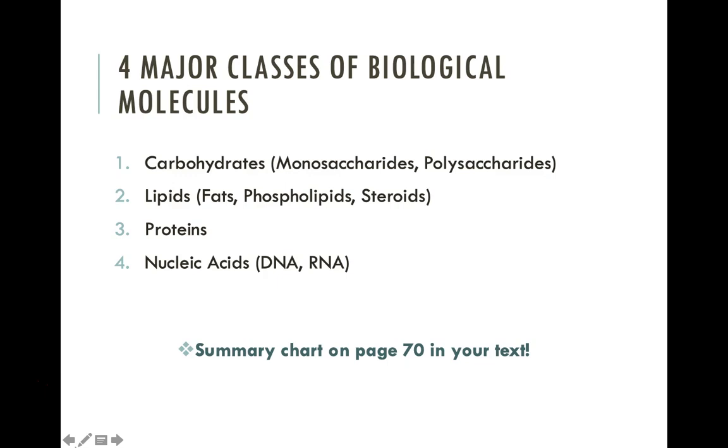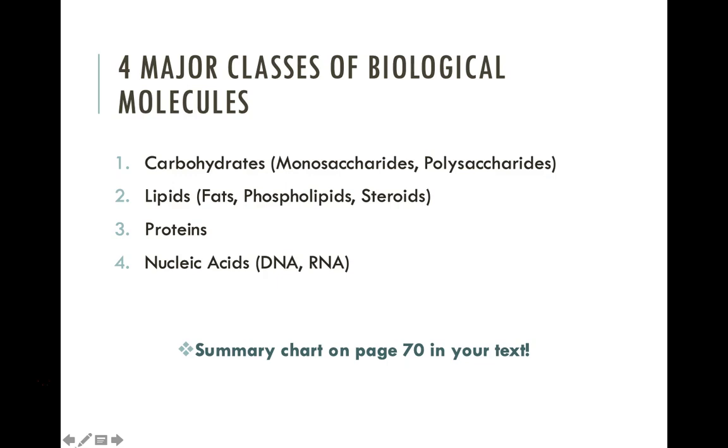So these are molecules that are encoding genetic information and passing on genetic information and using that information to produce functional organisms. There's a really nice summary chart on page 70 of your textbook that lists some of the basic characteristics of each of these molecules, the types of bonds that they produce, their monomers or the components that make them up. And for each one of these, you will need to know all of those things.